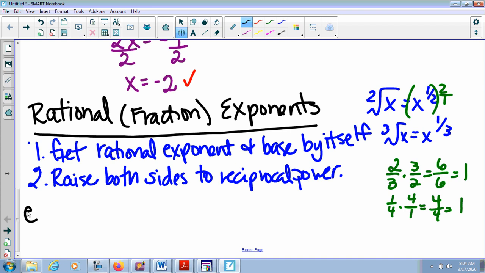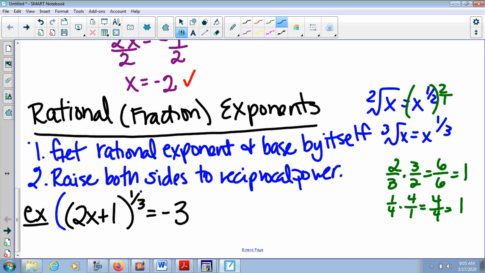These will go by really quickly. Let's say I had 2x plus 1 to the 1/3 is equal to negative 3. So for this problem, we already have the base and the exponent by itself, so we don't have to do anything. Step 1's already done. So step 2 says raise both sides to the reciprocal power. Reciprocal, remember, just means to flip it over. So if you flip over 1/3, you're going to get 3. So we're going to raise both of these to the 3rd power.